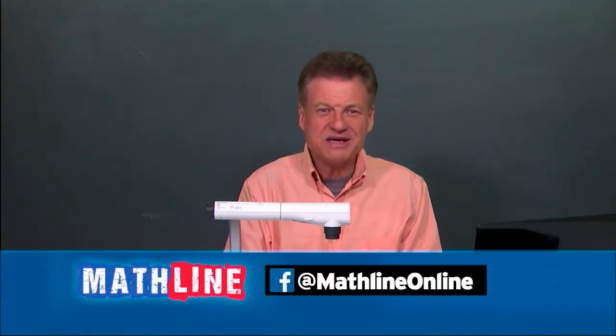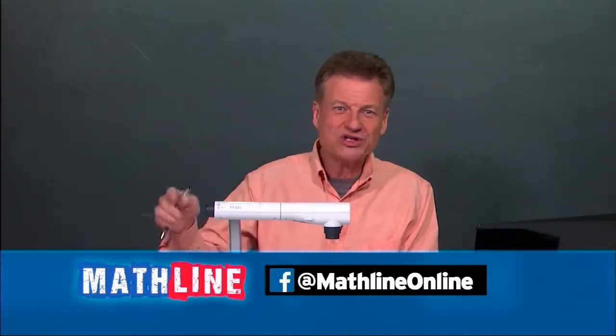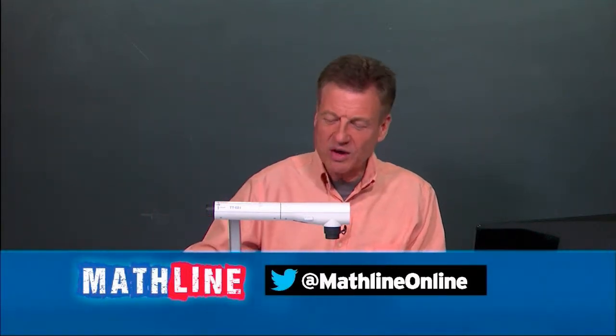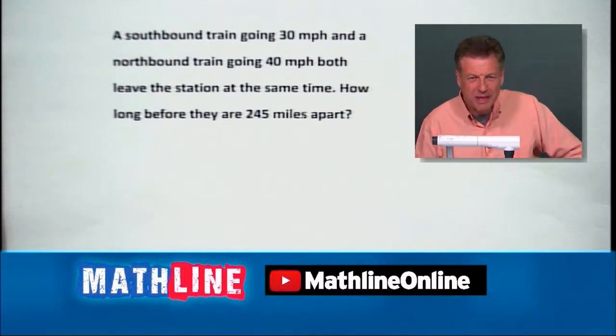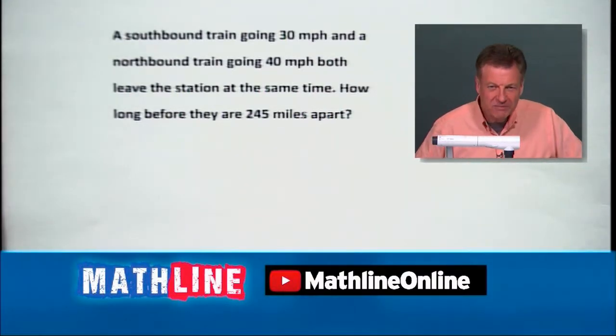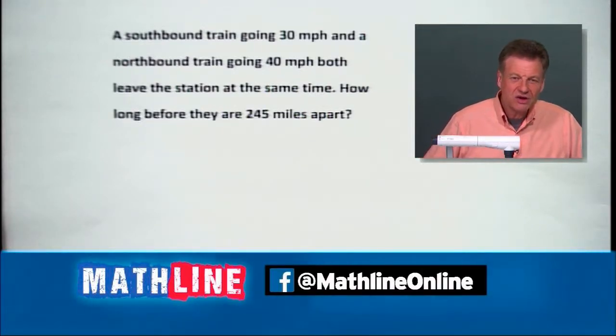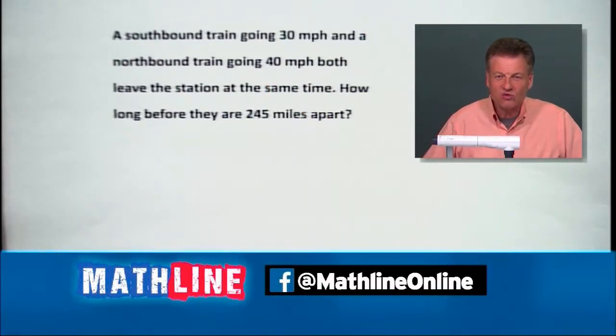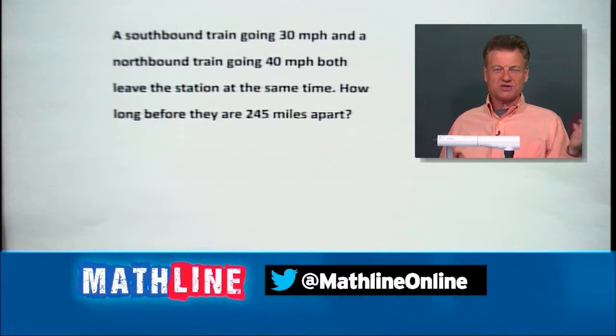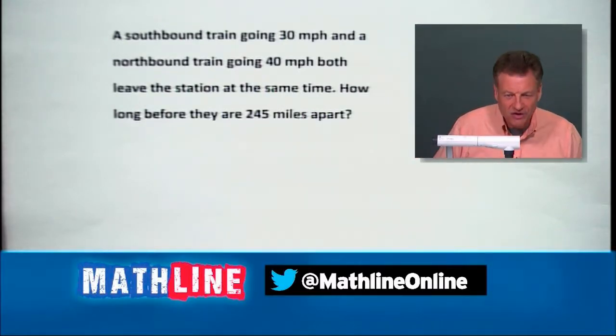All right, let's have some easy fun today. We're going to jack it up on you, right? You knew it was going to happen. So let's see where we're going. How about it? Southbound, northbound. A southbound train going 30 miles per hour and a northbound train going 40 miles per hour both leave the station. Oh, how do I know they're different directions? Because one is northbound and one is southbound, right?